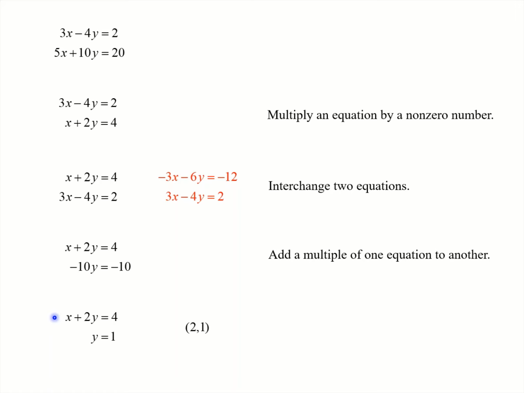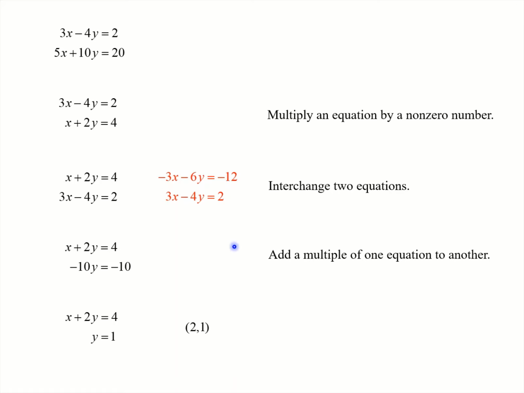Okay, so some of you are like, wow, that was extremely boring. It is. You're in a math class. Well, you should be saying that. But the three things we can do is multiply an equation by a non-zero number, interchange two equations, and add a multiple of one equation to another.